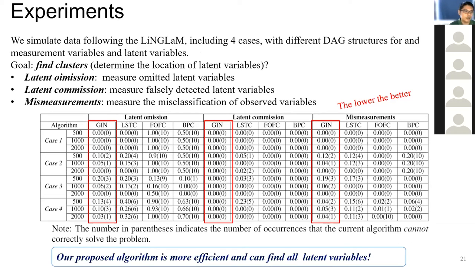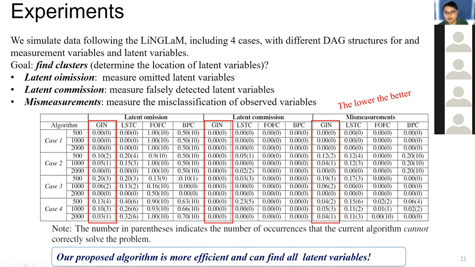We also applied our algorithm to some simulated data. We simulated the data following the linear model, including four cases with different DAG structures over the measured variables and the latent variables. Our goal is to find the clusters, that is, determine the location of the latent variables. So we have three different metrics: latent omission, latent commission, and mismeasurements. In the results in this table, we can see that our proposed algorithm is more efficient and can find all the correct latent variables.